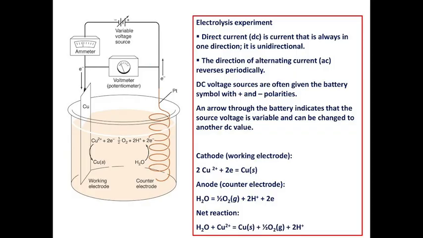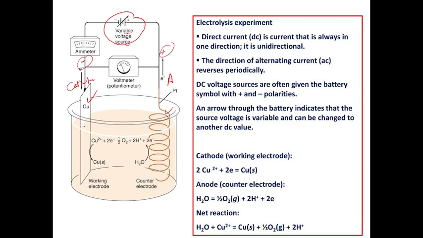So if we discuss the basic structure of an electrolytic cell, here this is the copper electrode, this is the platinum electrode. This is the variable voltage source. This is a battery, and the slanting arrow represents that you can adjust your voltage. It is connected to the positive terminal and the negative terminal. Obviously the negative one is the cathode.